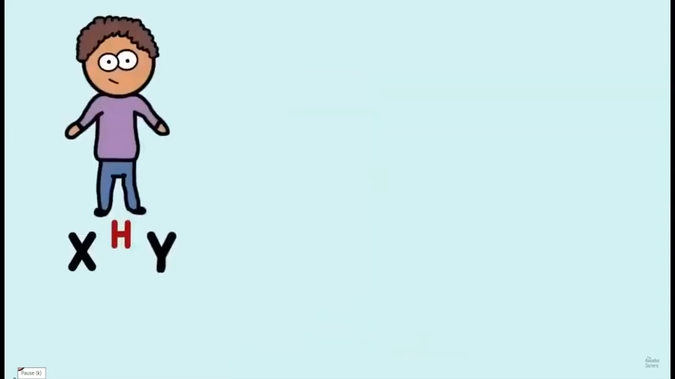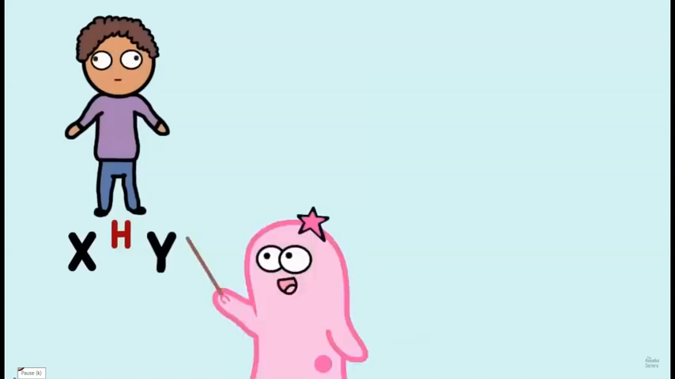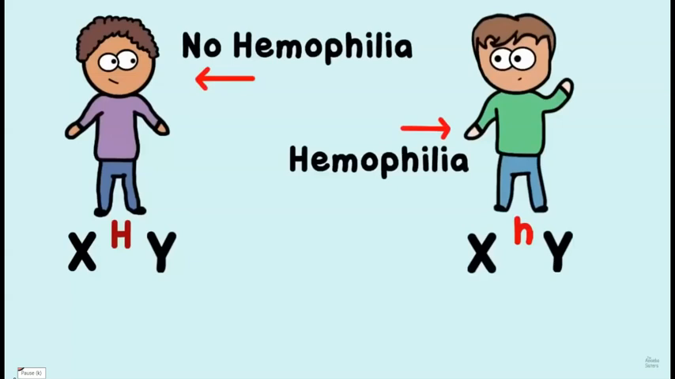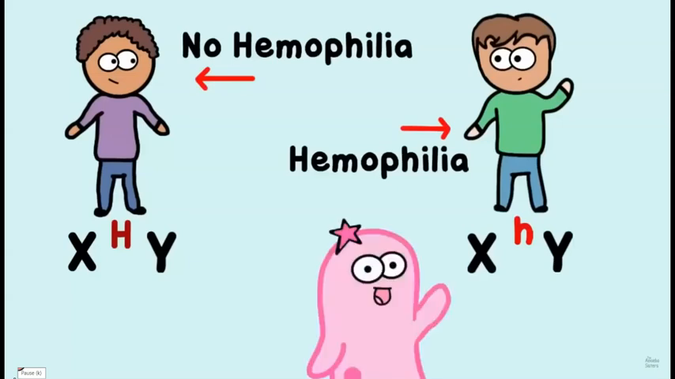Now, for a male to not have hemophilia, his genotype would have to be X^H Y. Notice how I did not put anything on the Y chromosome. Again, most sex-linked traits are on the X chromosome. If he has the genotype X^h Y, then he has hemophilia. He doesn't have 2 X chromosomes, so he cannot be a carrier.